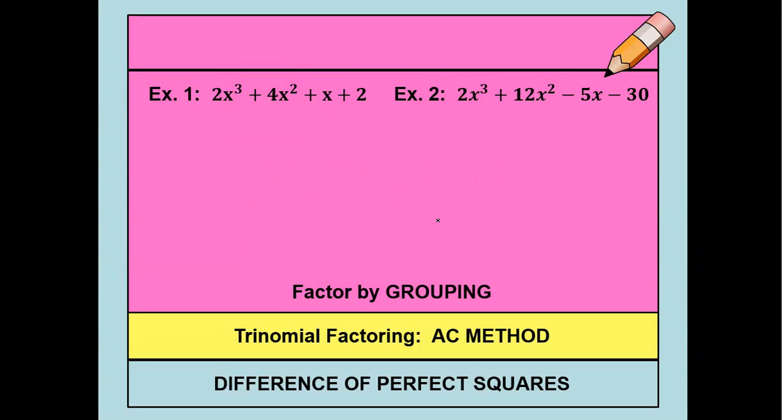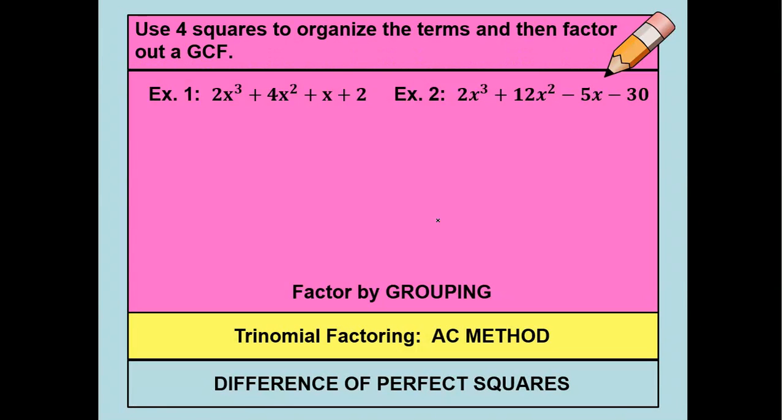What about factor by grouping? You may have seen this a little differently than what I'm going to show you. You may have seen it with parentheses. Here's a way to actually organize it just a little nicer. How to factor by grouping. Basically what we're going to use is 4 squares to organize the terms and then factor out GCFs.